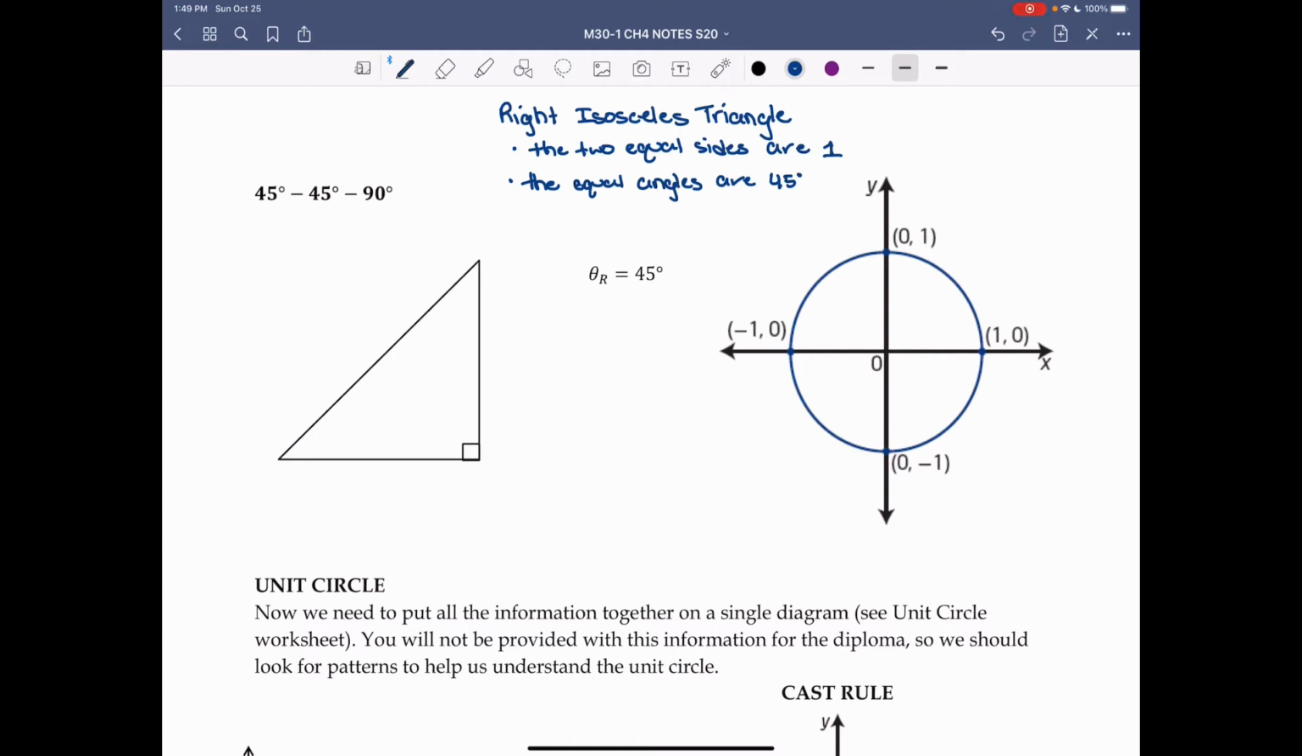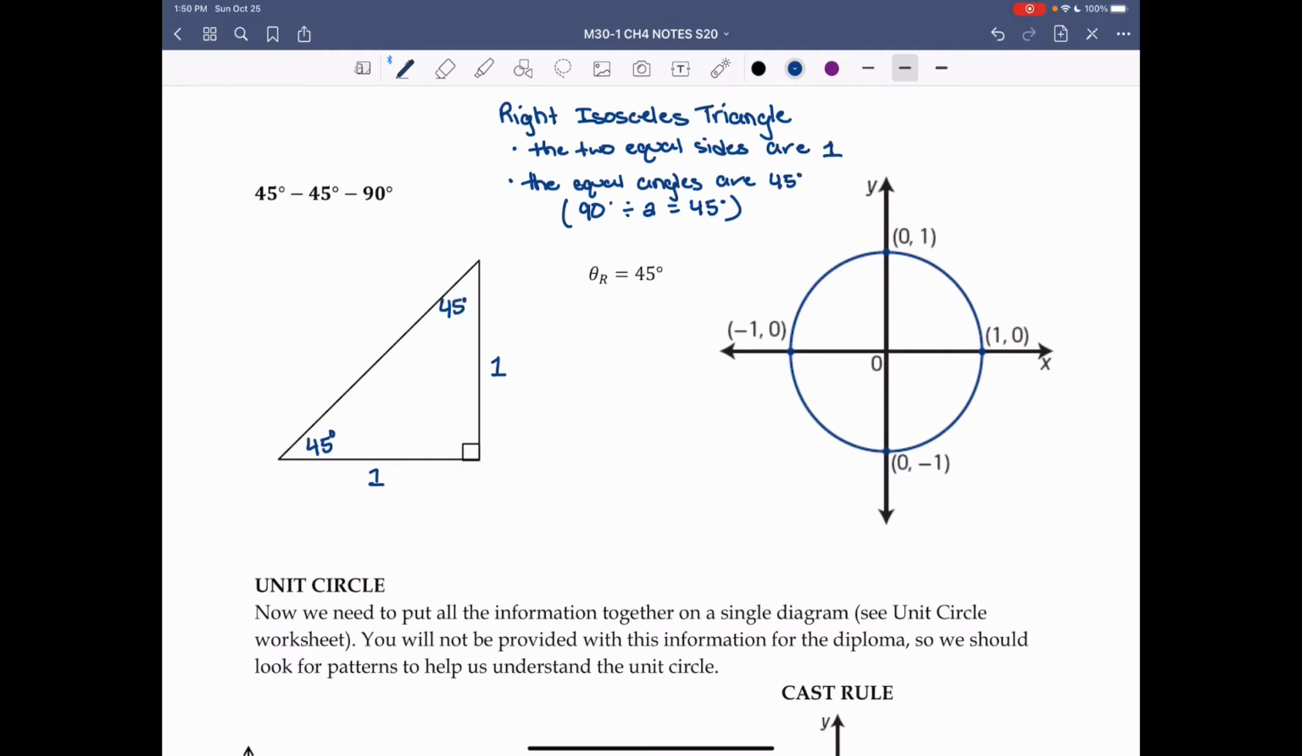It's a right triangle, so it has a 90-degree angle. Then the other two angles need to add to 90 degrees. So 90 degrees divided by two angles gives us 45 degrees. We can draw this in the diagram below. We have leg lengths of 1. Our two acute angles are 45 degrees.